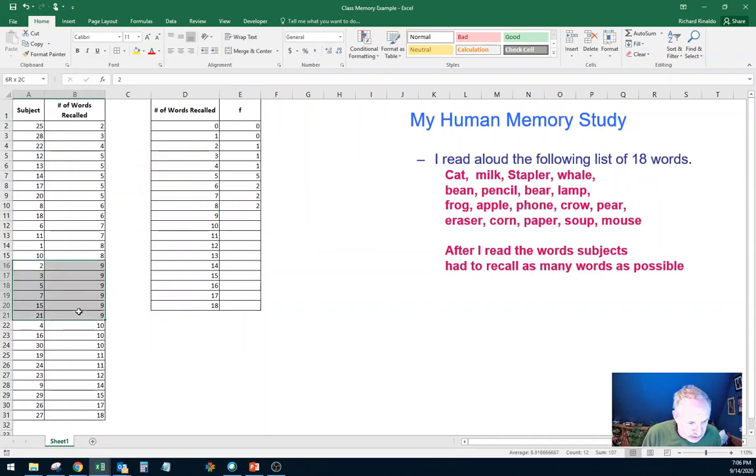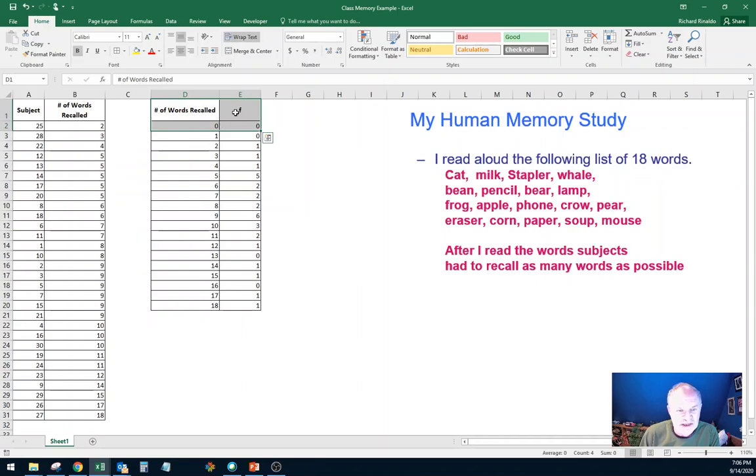And there were 1, 2, 3, 4, 5, 6. 6 people recalled 9 words. 3 people recalled 10 words. 2 people recalled 11. 1 person 12. 0 people recalled 13. 1 person recalled 14. 1 person 15. 0 for 16. 1 for 17. And 1 for 18. And that is my frequency distribution.